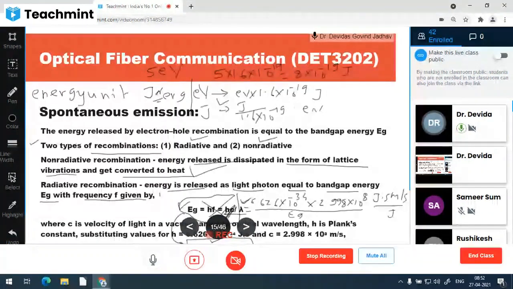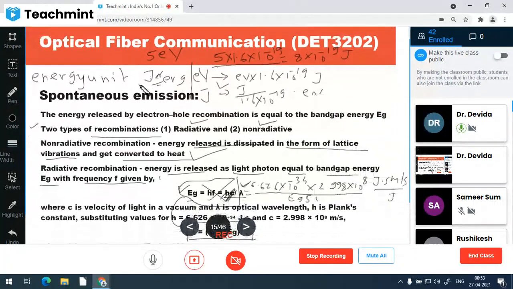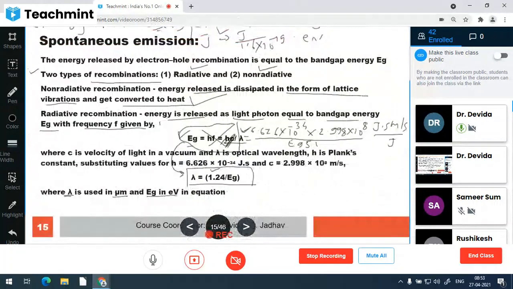So if you want to convert 5 electron volt into joule, what will we write? We will write 5 into 1.6 into 10 raised to minus 19, isn't it? So we will write here some value in electron volt, 5 electron volt, multiplied by 1.6 into 10 raised to minus 19. That much joule we are substituting here.